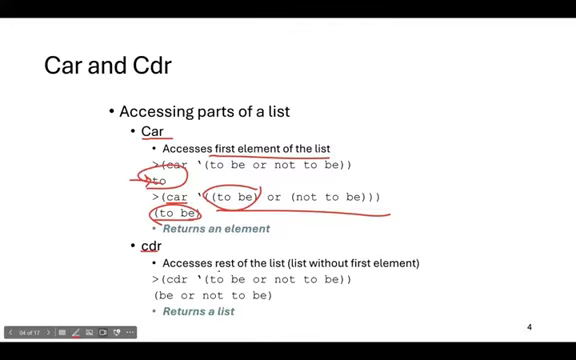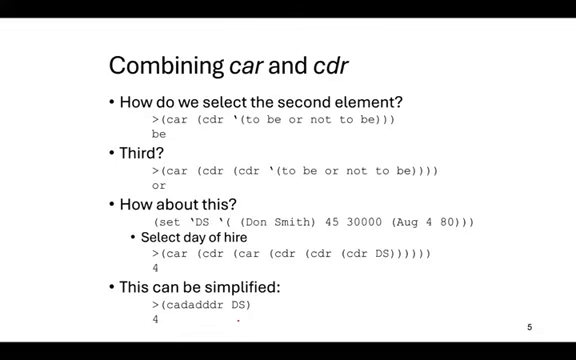The cdr one accesses the rest of the list without the first element, and this one returns a list. So when we say cdr to be or not to be, it's going to ignore the to and return back be or not to be. And it is a list, so cdr always returns a list.